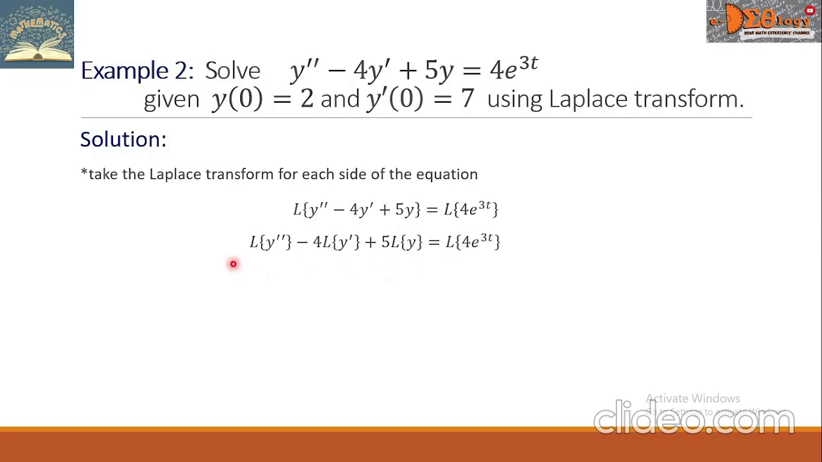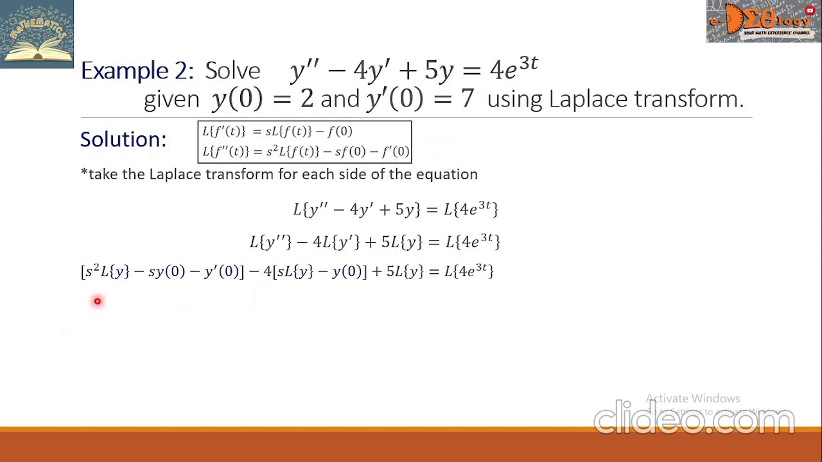Now let us evaluate Laplace transform of y double prime and Laplace transform of y prime. We're going to use the two formulas here. So the resulting equation is like this. s squared times L of y minus s times y of 0 minus y prime of 0 minus 4 times the quantity s times L of y minus y of 0 plus 5 of L of y equals the right side, and we will just copy here.